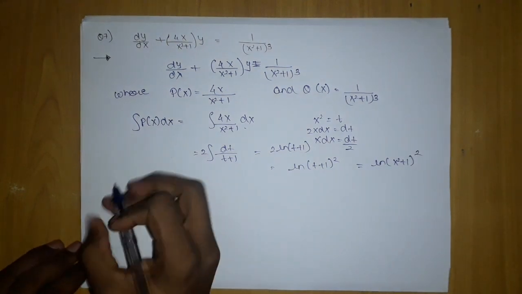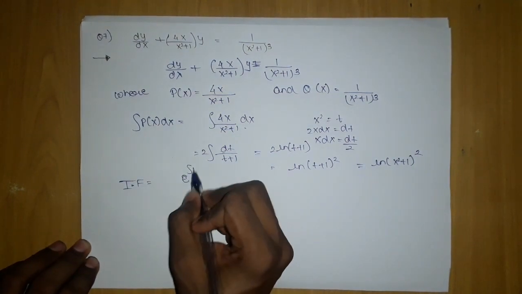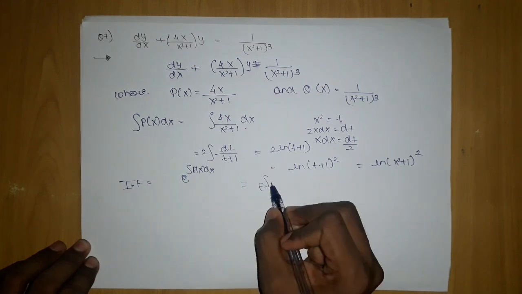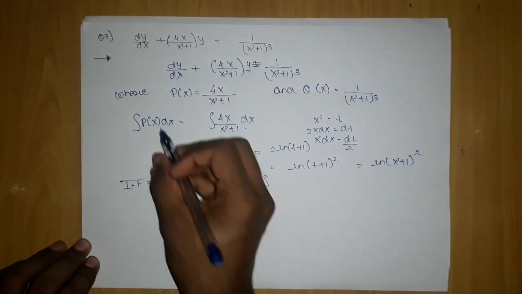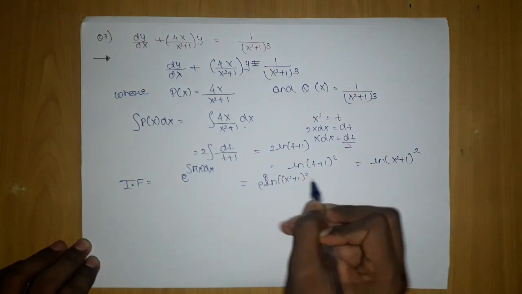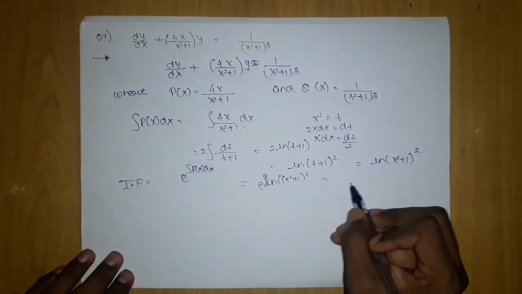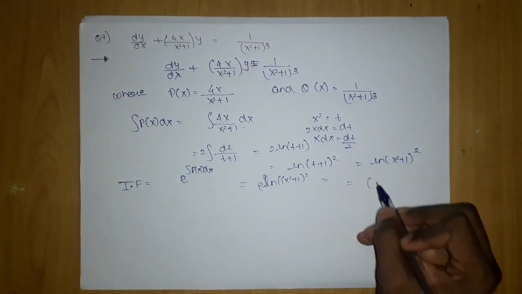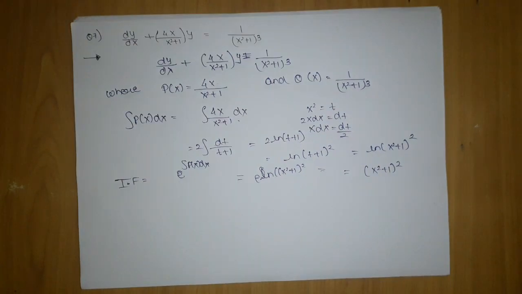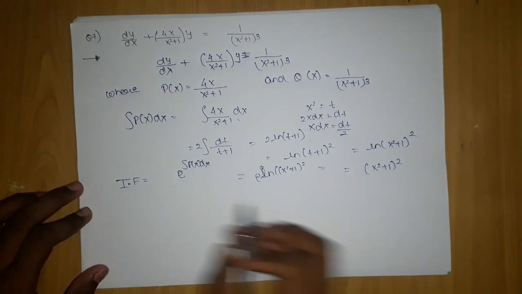Now integrating factor, how will you find the integrating factor? Integrating factor formula is e to the power integral p of x dx. So if you substitute the value, e to the power integral, you already have calculated this value, so I will substitute that, ln x square plus 1 the whole square. So if you substitute that value, what you are getting is nothing but x square plus 1 the whole square. So you are getting x square plus 1 the whole square. Now you got the integrating factor.